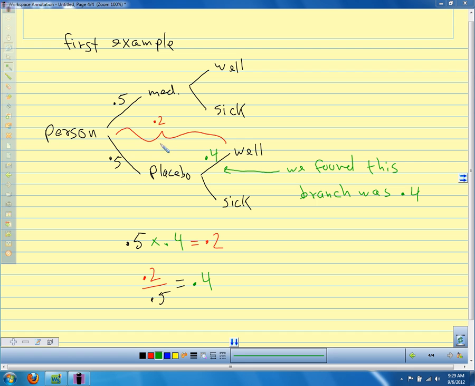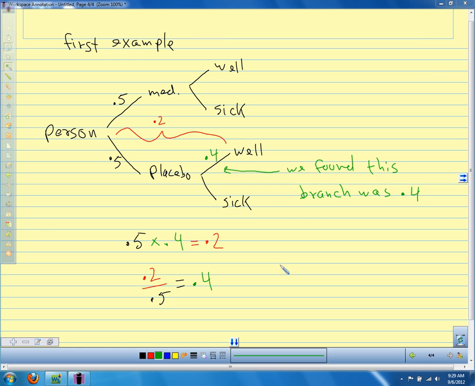So the whole branch together on a tree diagram, if we multiply along that branch, that's the and probability. The probability of a placebo and got well is the probability of that whole branch multiplying along. The probability of a little sub-branch is a given probability. Probability of someone who got well, given that they took a placebo, was 0.4. So that's the given branch. So that's how the tree diagram relates to our first example. Any questions on that part?